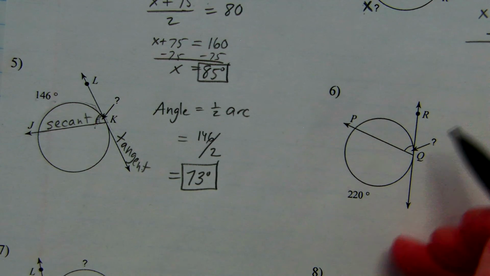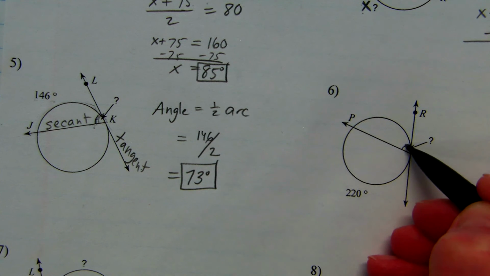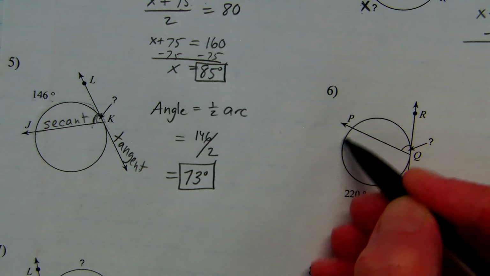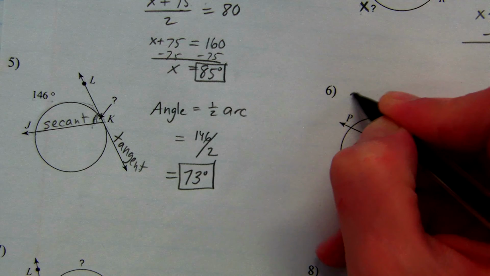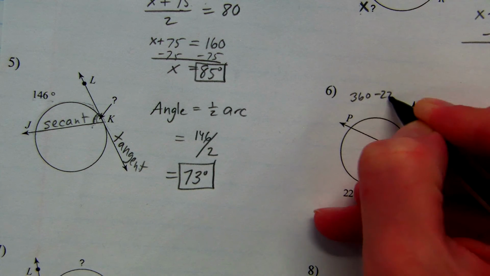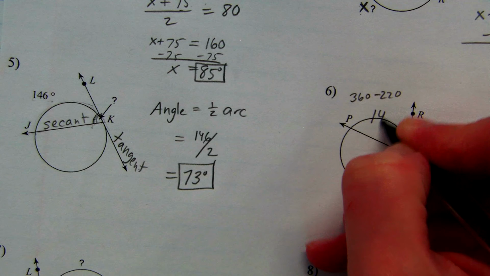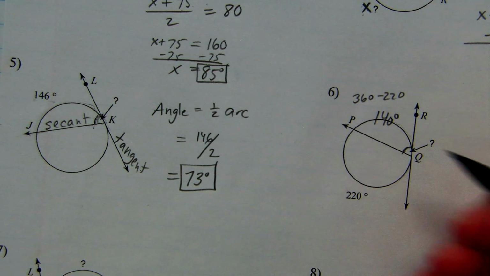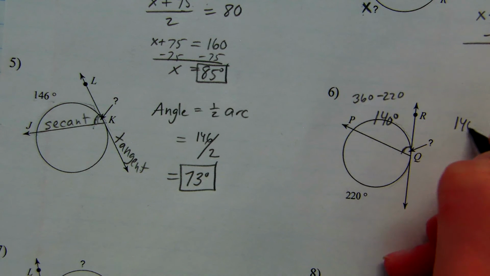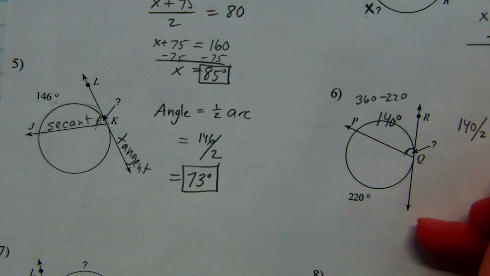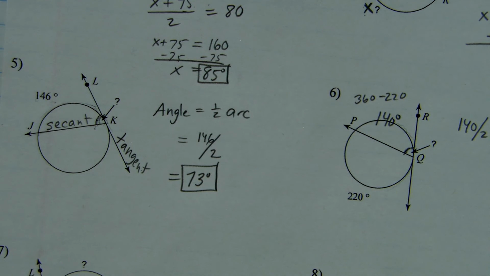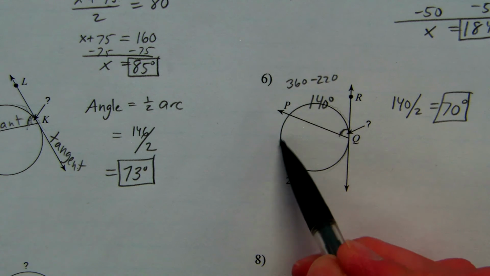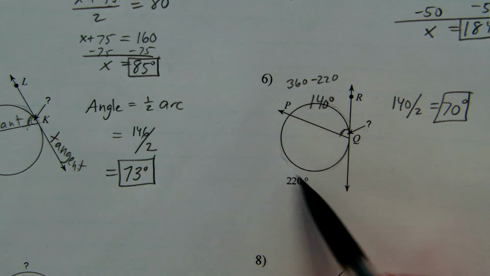On the next problem, they're asking us for this angle, but they're giving us the arc over here. So we have to remember that a whole circle has 360 degrees. So this arc, we have 360 minus 220, which means this arc right here is 140 degrees. And 140 degrees is the arc that goes with this angle. So then we just take 140 divided by 2, and we get 70. So it's a really important fact that we looked at earlier that all the way around the circle, if you took all of the arcs and add them up, they're always 360 degrees.